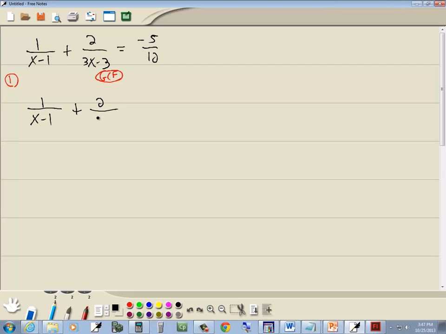Now these have a 3 in common, so I'll factor that out. And that gives me 3 times x minus 1. 12, that'd be 2 times 2 times 3.